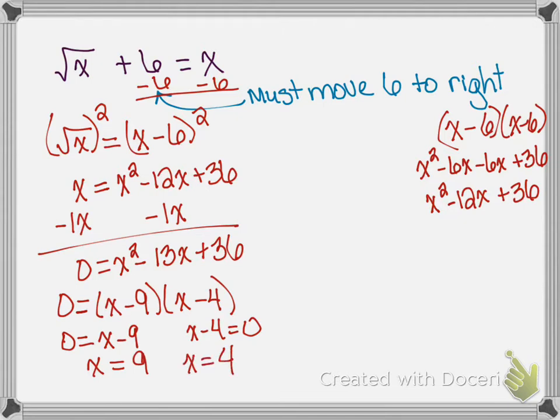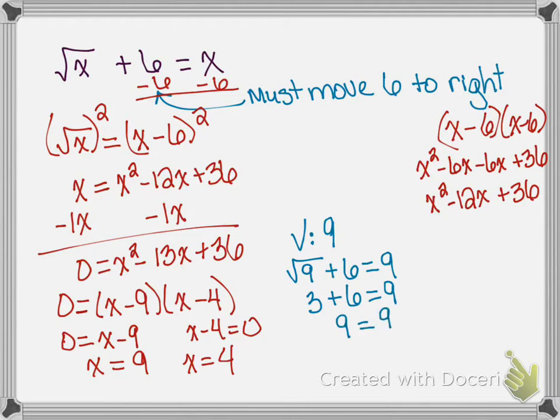I'm not done. What do I have to do? Check. Okay, and if I get an extraneous solution, it does not mean I did anything wrong. Just means I have to throw it out. So I've got the square root of 9 plus 6 equals 9. Square root of 9 is 3. 3 plus 6 is 9. So that works. 9 works.